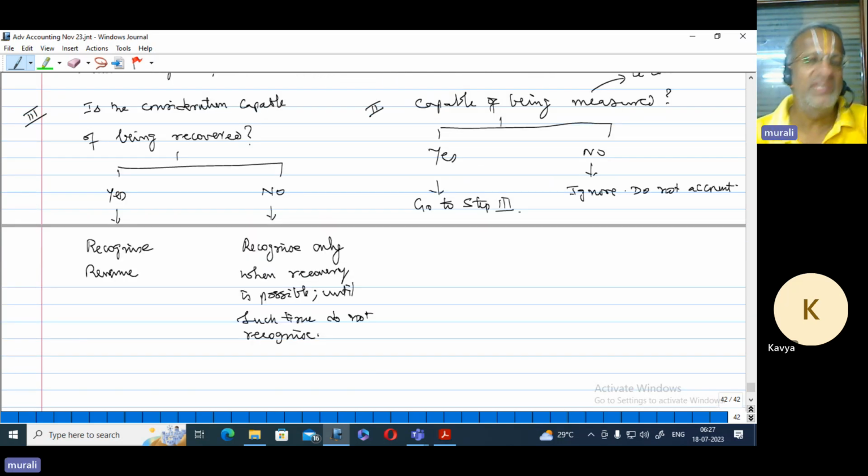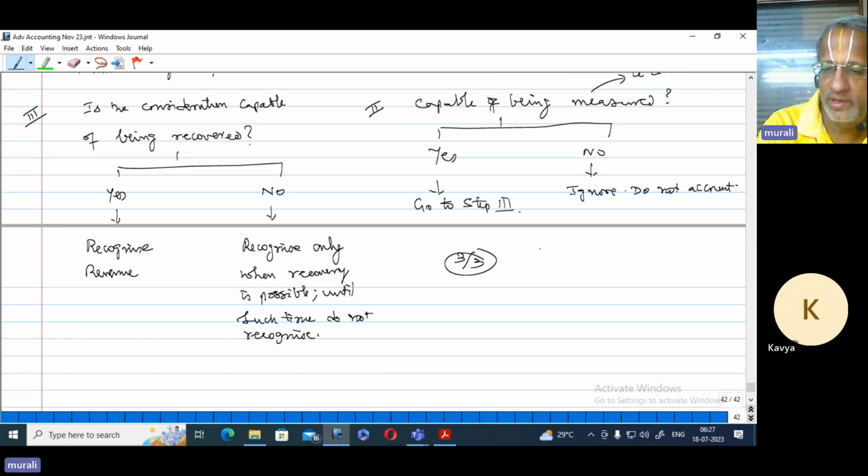So there are three stages that you have, Kavya. Number one, when there is a transfer of goods and services, where the ownership and the control are transferred, and number two, when they are capable of being measured. Three, where recovery is possible, you should recognize revenue, or else do not recognize. So you can say it is 3 by 3. What do you mean by 3 by 3? All the three conditions are to be satisfied.